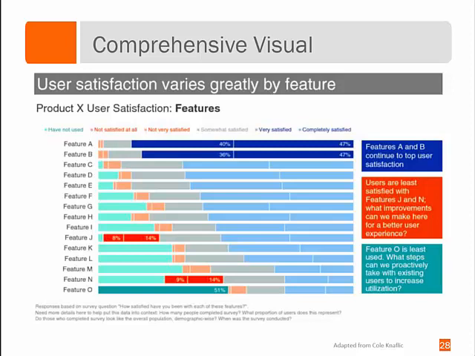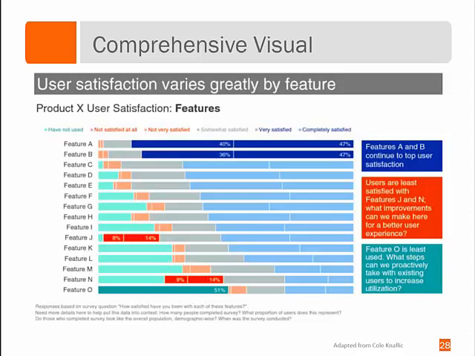Then we move down. Users are least satisfied. So where are users not satisfied? So we highlight those in orange. Users are least satisfied with features J and N. So what improvements can we make here for a better experience?